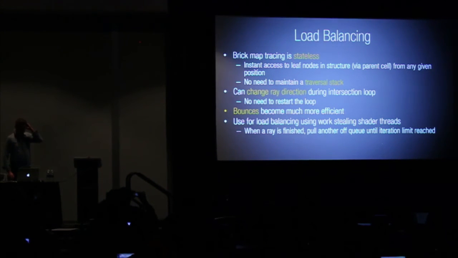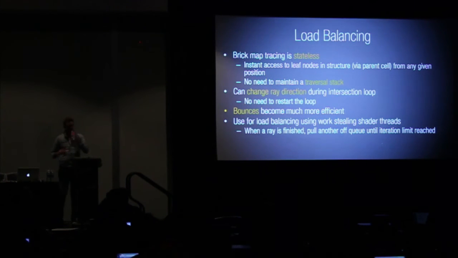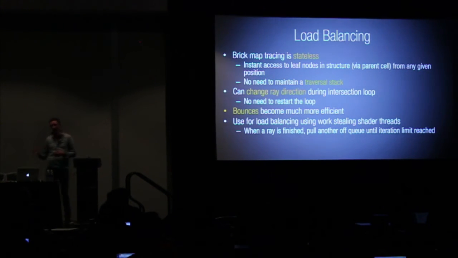The good thing about brick map tracing is it's stateless. BVH tracing involves a tree traversal, and to traverse a tree, you need some form of stack. You can do a stackless BVH trace, but it resolves to a linked list. So actually it ends up that you step a lot further through the tree.